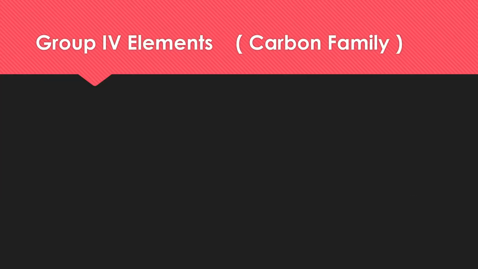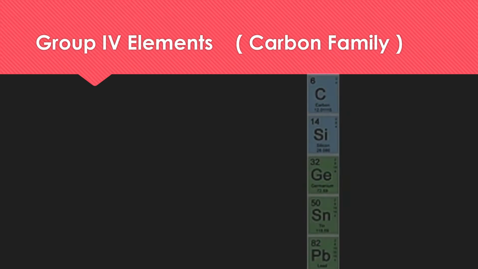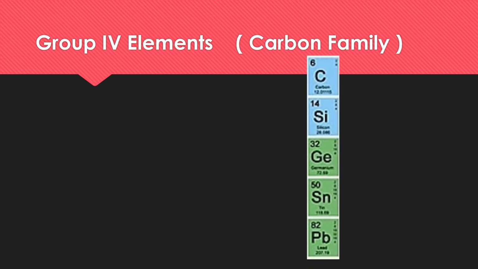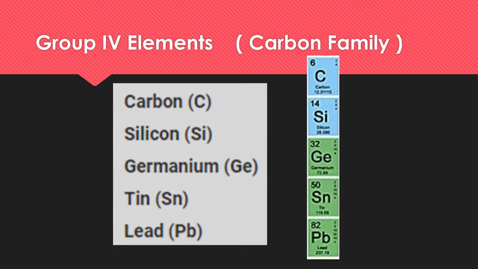In this we will learn about the group 4 elements. This group is also called the carbon family, as the members of this carbon family include carbon, silicon, germanium, tin and lead.